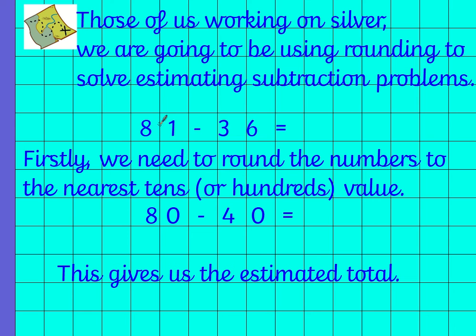find an estimated total. So you can see here that 81 will round down because it ends in 1, doesn't it? And anything 4 or less we round down. And 36 will round up to 40 because it ends in a 6, and anything 5, 6, 7, 8 or 9 we round up. So that then turns this subtraction question into 80 take away 40 equals. And then by doing that we will work out that the answer of course is 40, and that will give us an estimated total.